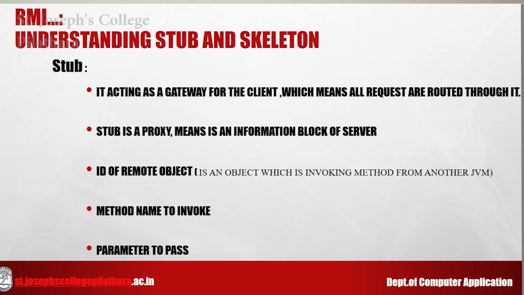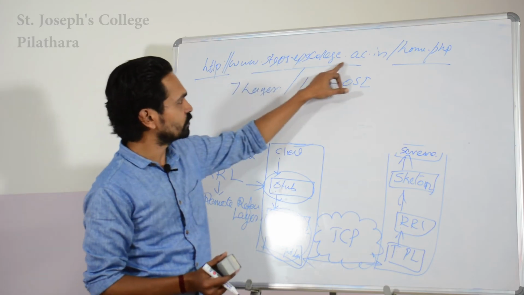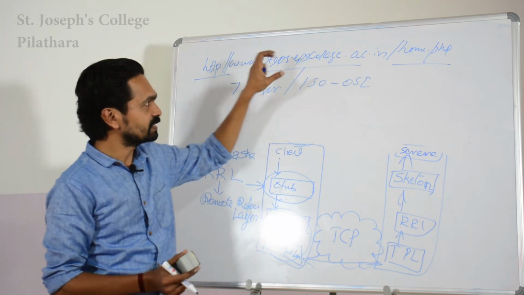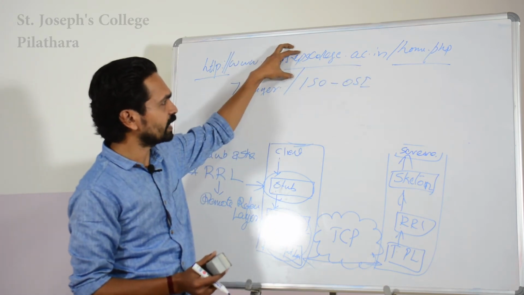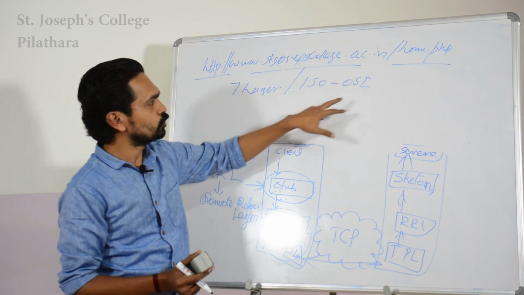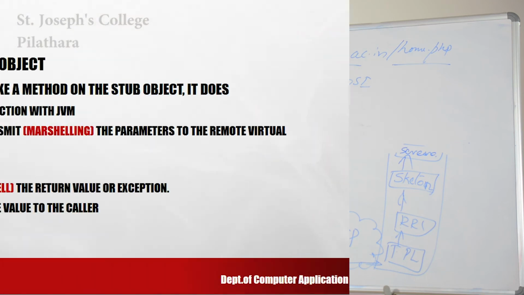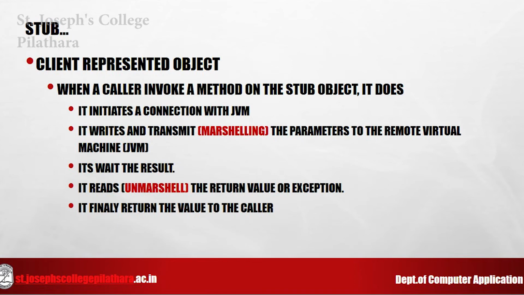Then parameter passing, which means www.stcollege.ac.in, this is characters, we know that this is characters, but it is changed to packets or frames. That duty is the stub's. That duty is also known as marshalling. Okay, then we go to the next slide. We already discussed the stub initiating the connection with the JVM, which writes and reads, that is known as marshalling.